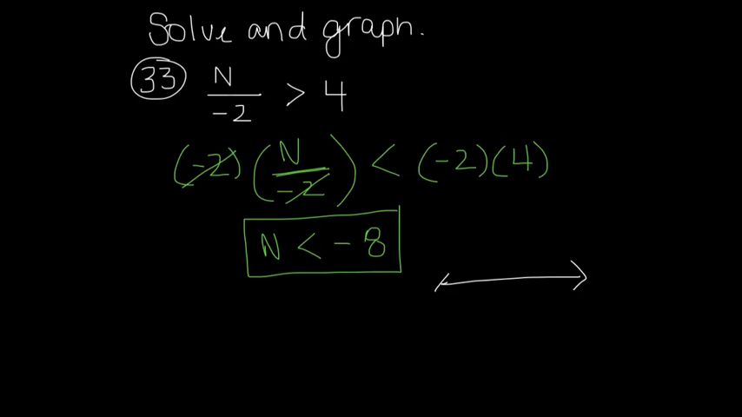To graph, I have the 0, I have the -8. This gets an open circle because of the strictly less than, and I will shade everything to the left.